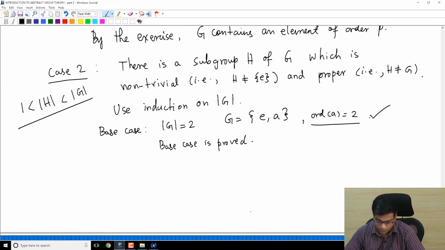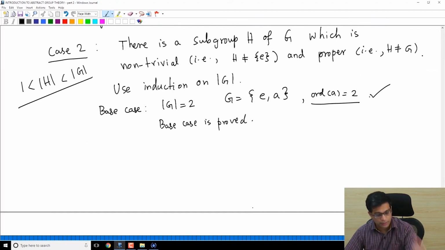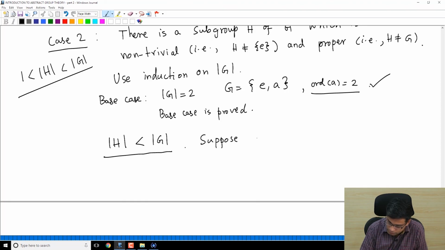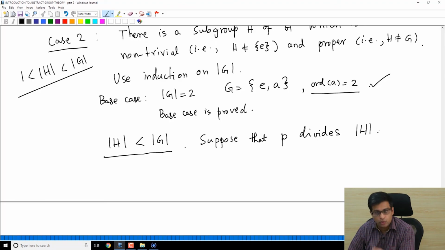Right. Now I can assume that up to some number, all groups of that order which are abelian, and if a prime number divides them, there is an element of order P. So now we know that the order of H is strictly less than the order of G. Suppose that P divides the order of H. This is not necessarily true, but suppose it is true. We only assume that P divides the order of G. Suppose that P divides the order of H.